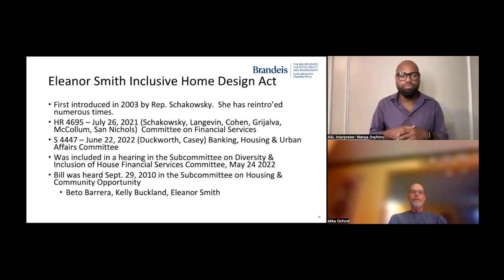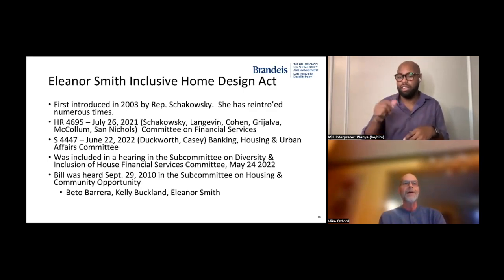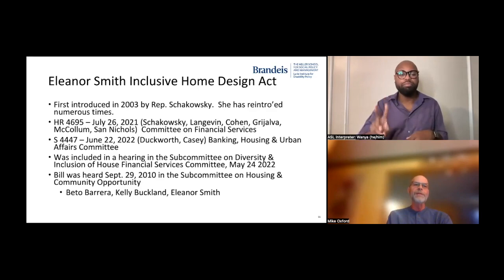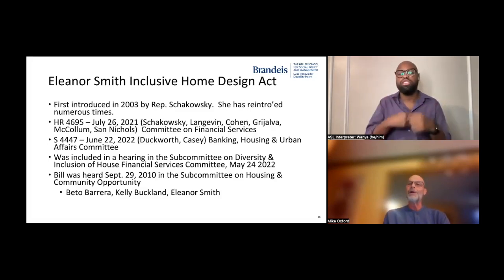So the bill itself was first introduced in 2003 by Representative Schakowsky. It's been reintroduced numerous times. The current bill is HR 4695, and you can see it was introduced last year on the Americans with Disabilities Act birthday, July 26th. The Senate bill 4447 was introduced this year on June 22nd, which is the anniversary of the Olmstead U.S. Supreme Court decision around the Americans with Disabilities Act.